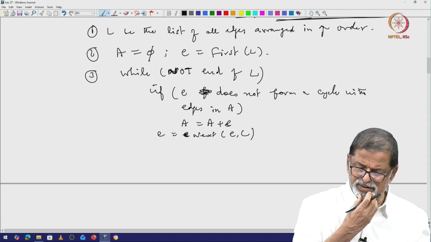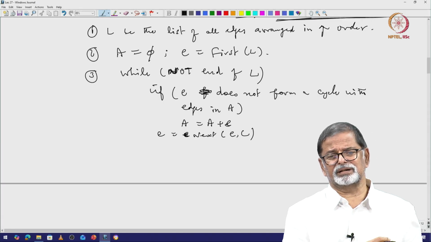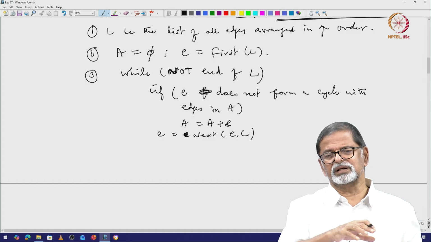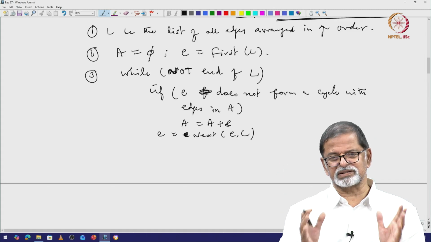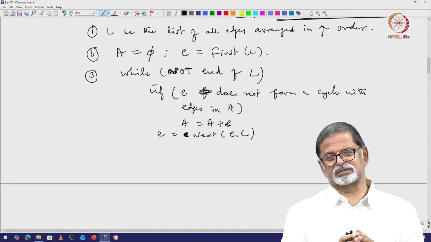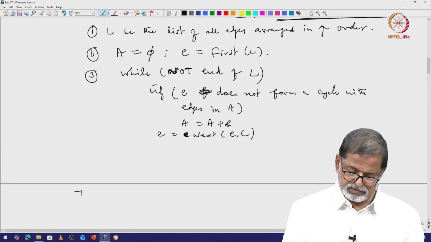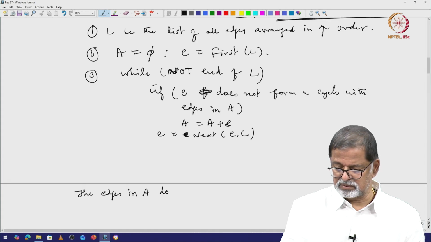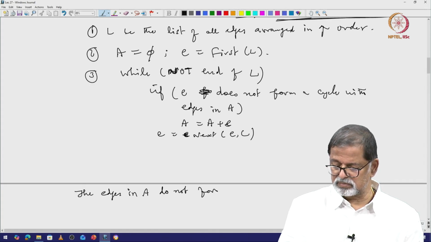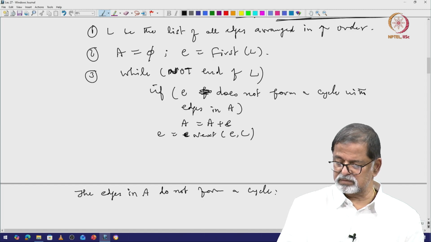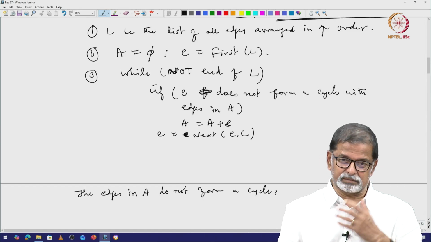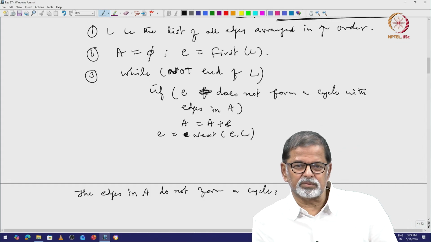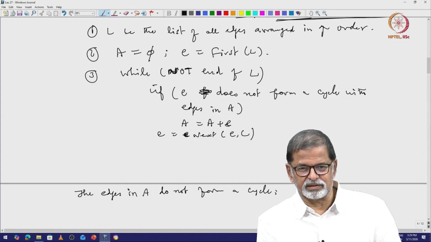So, basically we have an acyclic structure, because if an edge is forming a cycle, it is ignored. Therefore, the set of edges that are collected under A does not contain any cycle. Okay? The edges in A do not form a cycle.